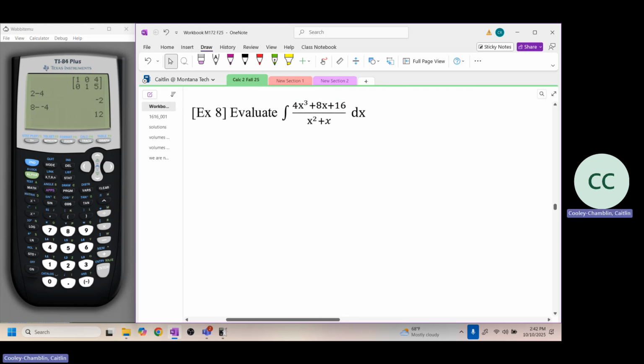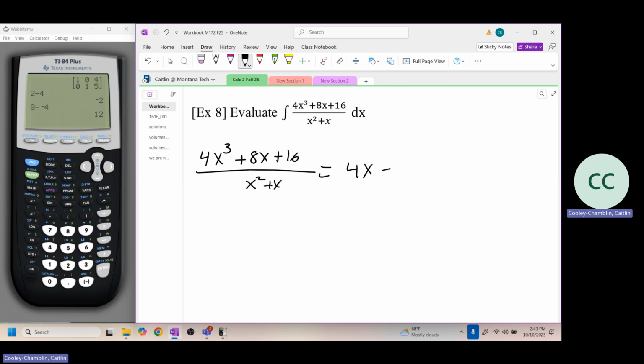And so what I have is 4x cubed plus 8x plus 16 over x squared plus x is equal to 4x minus 4 plus 12x plus 16 over x squared plus x. Now, looking at this, I know how to integrate 4x. I know how to integrate 4. This one is going to require some work. All right. So let's focus on the piece that requires some work.